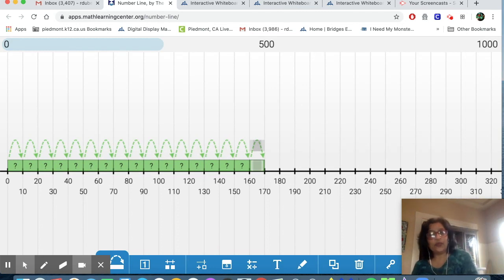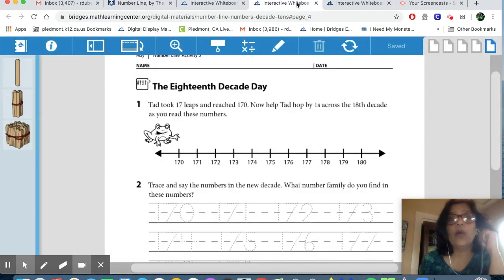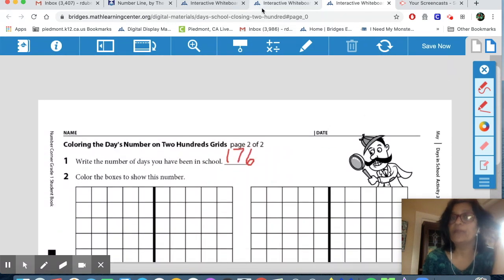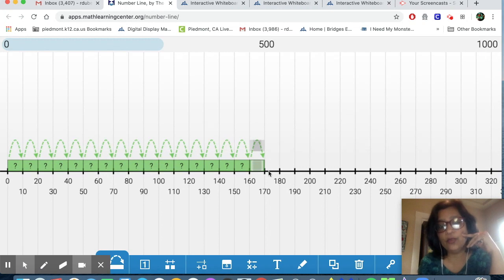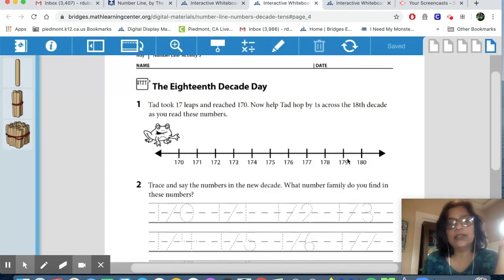Okay, we have 18 groups of 10 days. So if you took 10 days and 10 days and 10 days and 10 days, we'll have 18 of those to get to the end of school. We are not on 170, we are on 176 days of school, right? So then how many more days? Does he need another group of 10? Or does he need less than that? So you're going to think about that and show us on here.